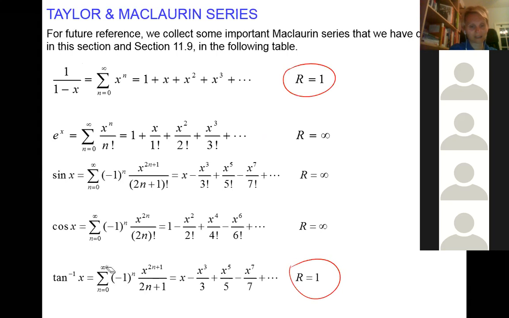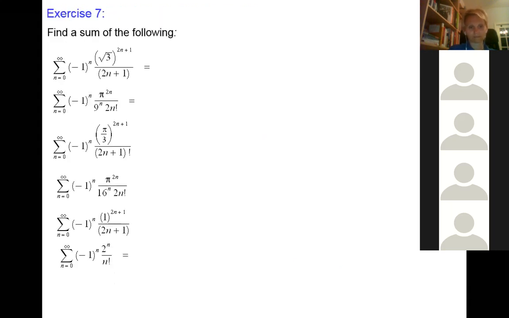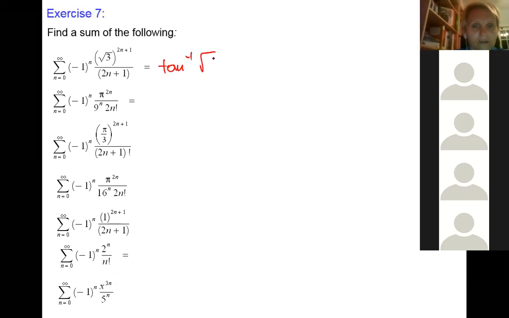That means x is replaced with square root of 3. Do you know the value? Inverse tangent for what angle is square root of 3? Inverse tangent for pi over 3, 60 degrees.